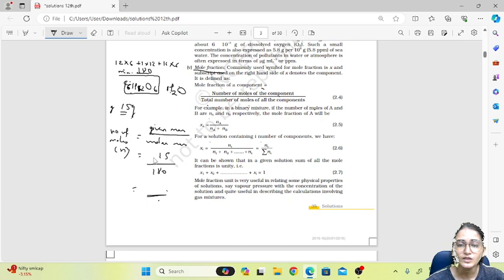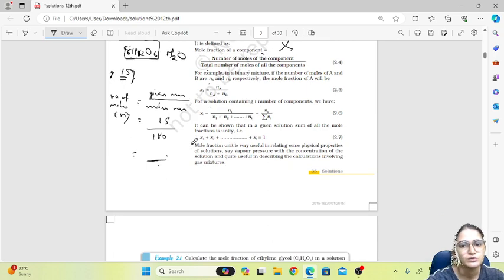Whatever components we have, the number of moles of all the components we have to write in the denominator. So that gives us the mole fraction, and mole fraction is denoted by the letter chi. Okay, it is a Greek letter which denotes the mole fraction. So if I have A and B as components, then chi A, that is the mole fraction of A, will be given by Na, the number of moles of A, divided by Na plus Nb, that is the number of moles of A and the number of moles of B.